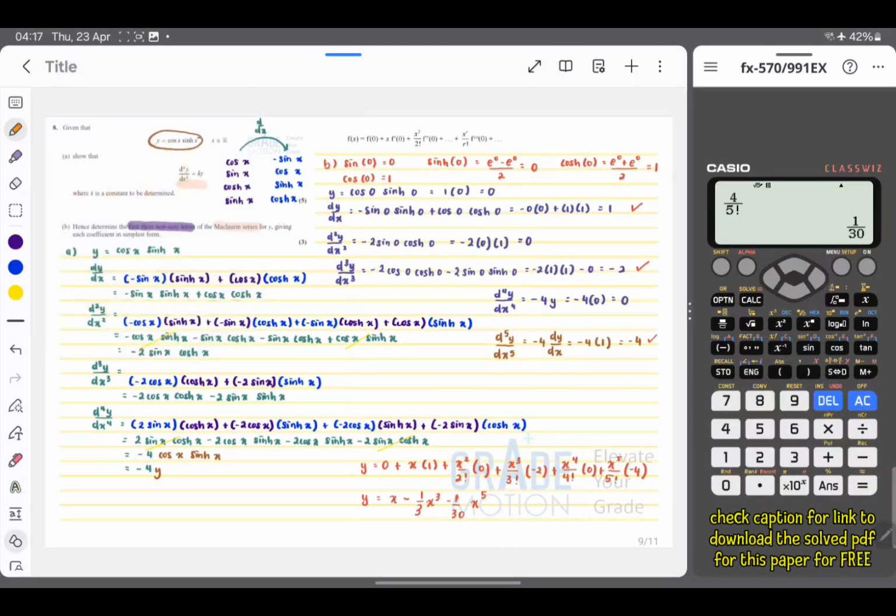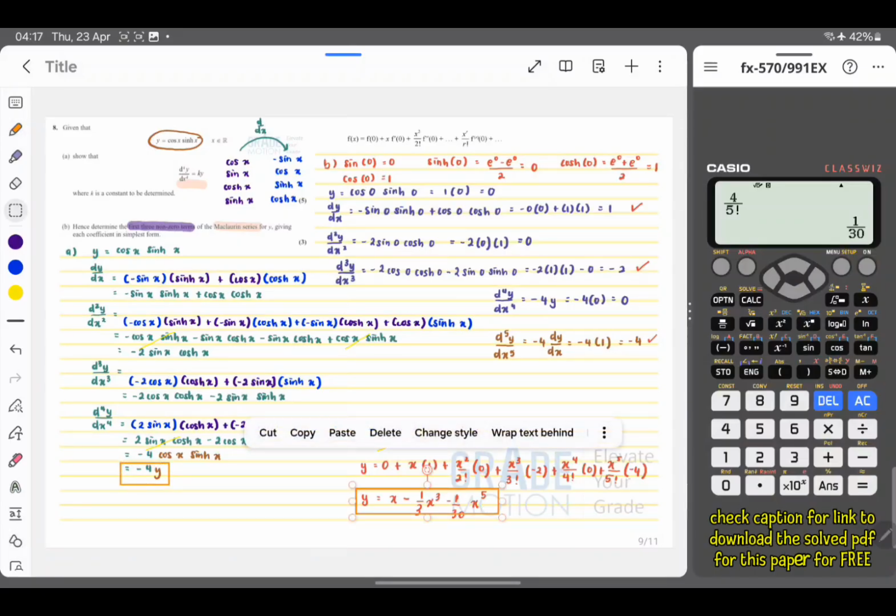Okay, so let's just mark. This is the answer for part B. Okay, and this is the answer for part A. Let me just make this slightly bigger. So that's it.